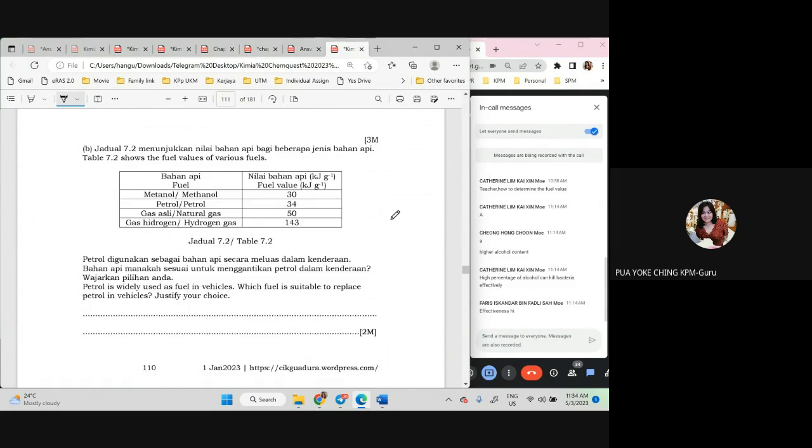So you need to be justified. Yang mana satu? So ini ada various fuel. Petrol digunakan sebagai bahan api secara meluas dalam kenderaan. Bahan api manakah sesuai untuk menggantikan petrol dalam kenderaan? So we already know now we are using petrol. It asking you what should be used to replace and justify your choice. Okay, mana satu you nak replace?